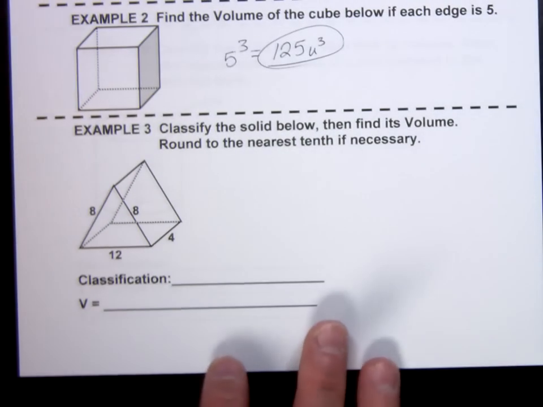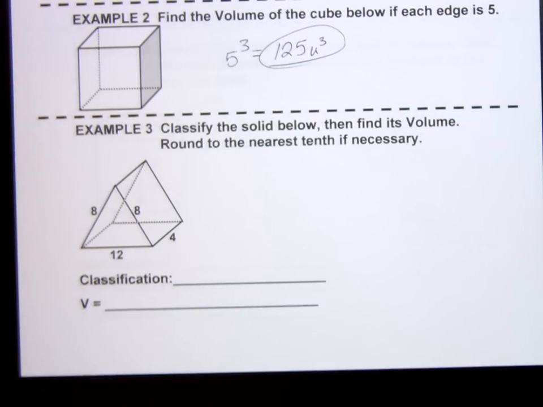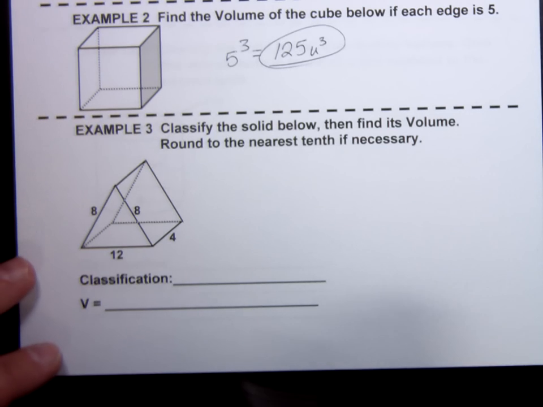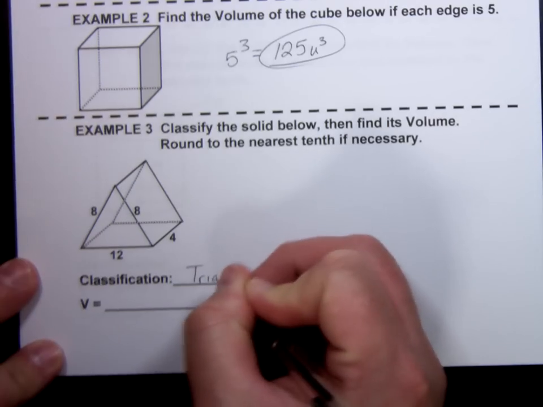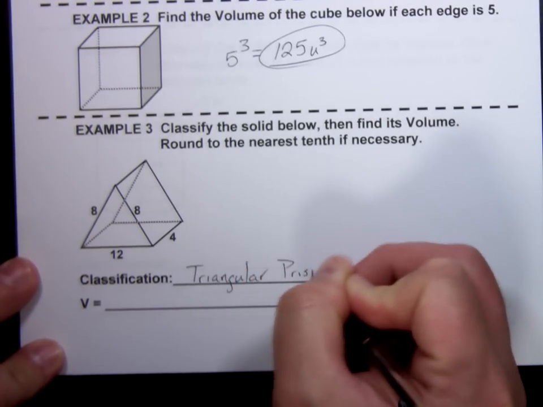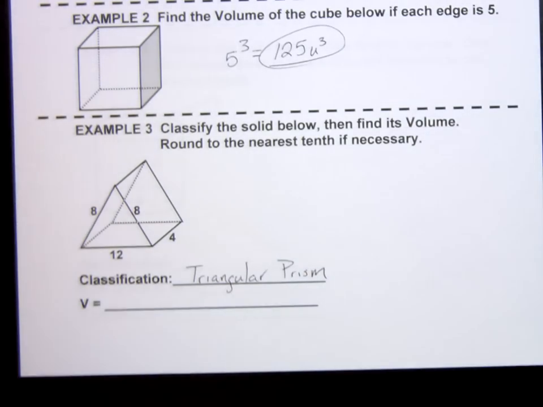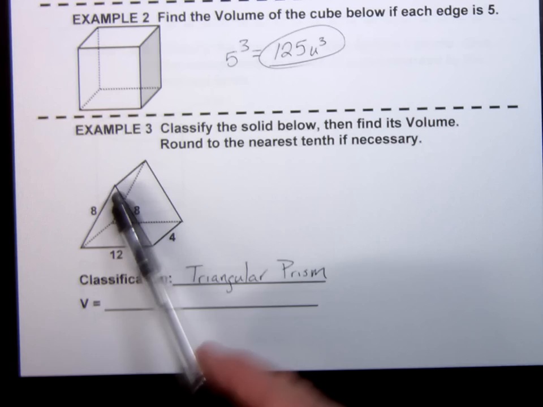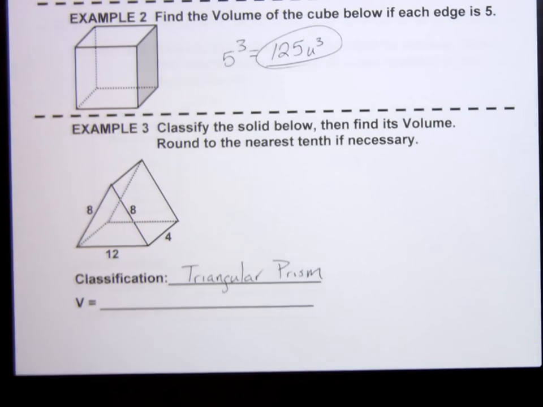Let's try example 3. It says classify the solid below and find its volume. Round to the nearest tenth if necessary. So if I'm looking at this first off, I see that it is a triangular prism. Anytime you see more rectangles than any other shape, it's going to be some type of prism, more than likely. And then anything that's not a rectangle would have to be the bases. I see 2 parallel congruent triangles. Those are the bases. So it's a triangular prism.